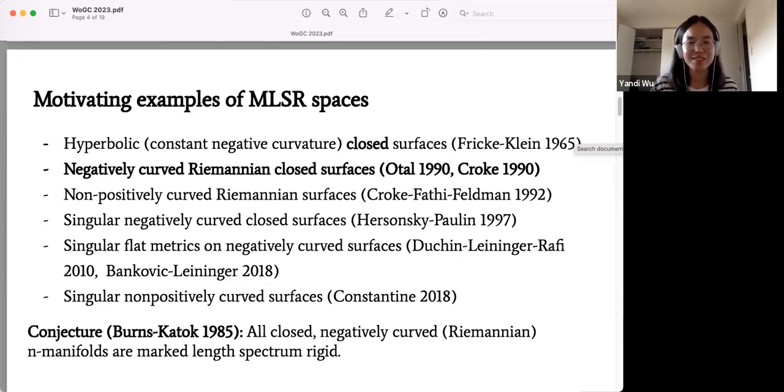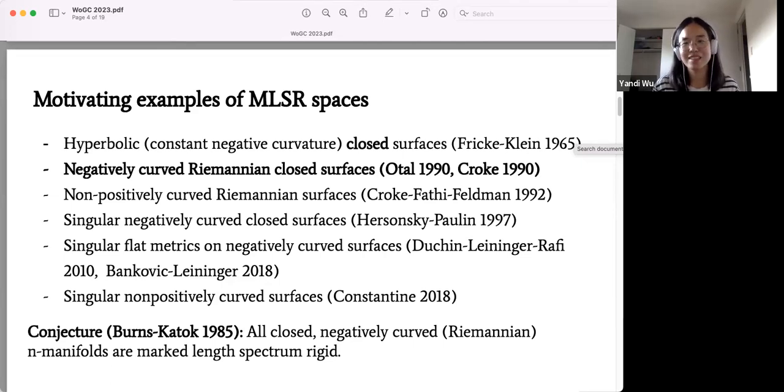Then there's a result independently proven by Otal and Croke from 1990, which states that negatively curved Riemannian closed surfaces with variable negative curvature are also marked length spectrum rigid. That inspired a whole list of generalizations. First of all, Croke, Fathi, and Feldman generalized Croke's result from 1990 to show that non-positively curved Riemannian closed surfaces are also marked length spectrum rigid.